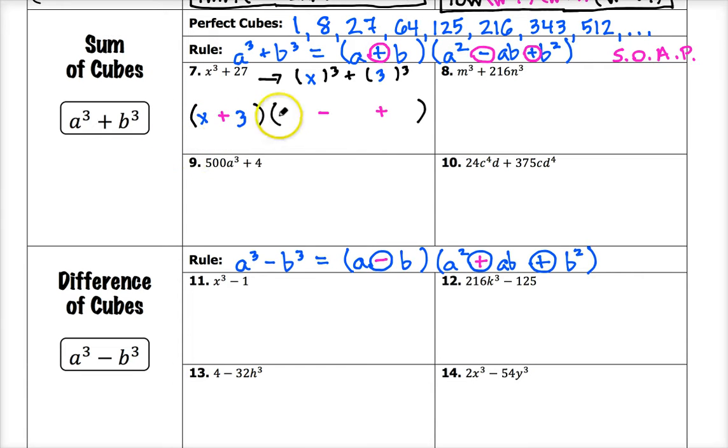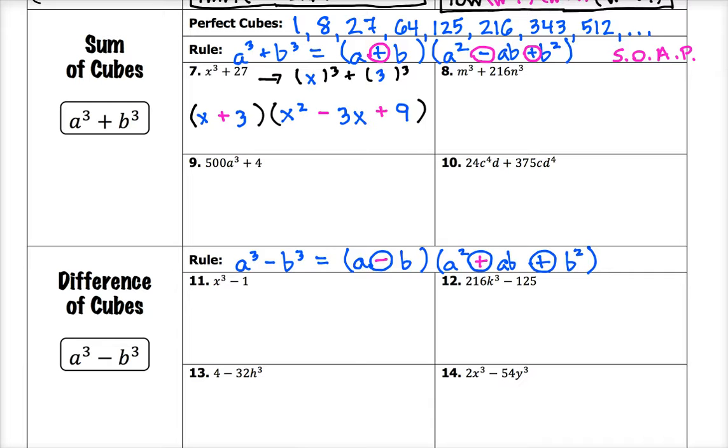In your trinomial, your first term is just going to be your x squared. So this is x squared. Your last term is your 3 squared. So 3 squared is 9. And then the middle term is just your a times b. So in this case, it's your x times 3. X times 3 is 3x. So this becomes x plus 3 times the quantity x squared minus 3x plus 9.